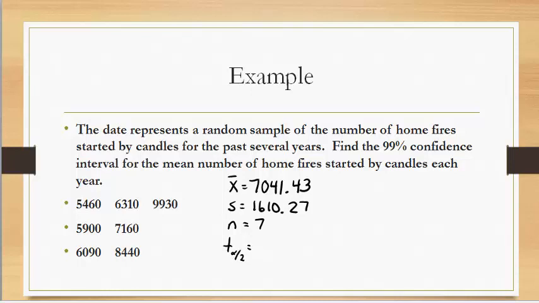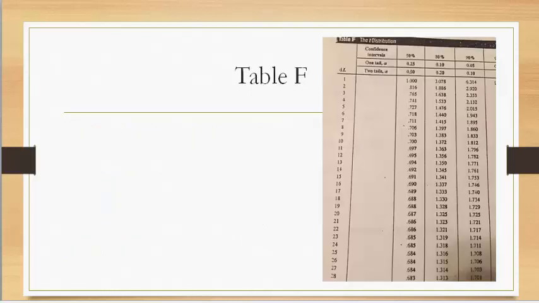Okay, so I'm going to go to my table. Remember that we're doing 99% confidence and we have 7 data values. If I have 7 data values, then we're going to be looking at 6 right here, because the DF is the sample size minus 1. So your DF is going to be 7 minus 1, which gives us 6.